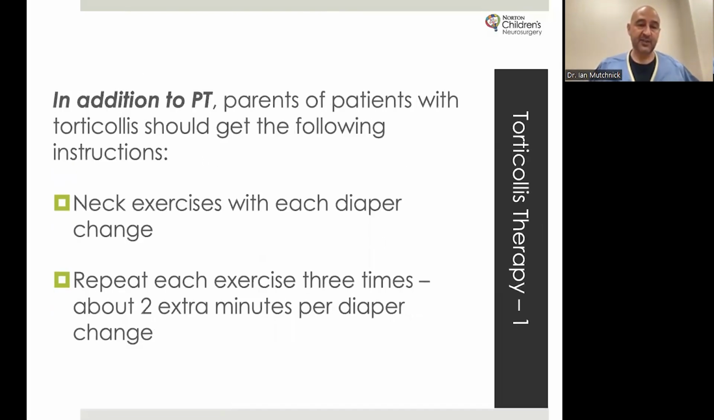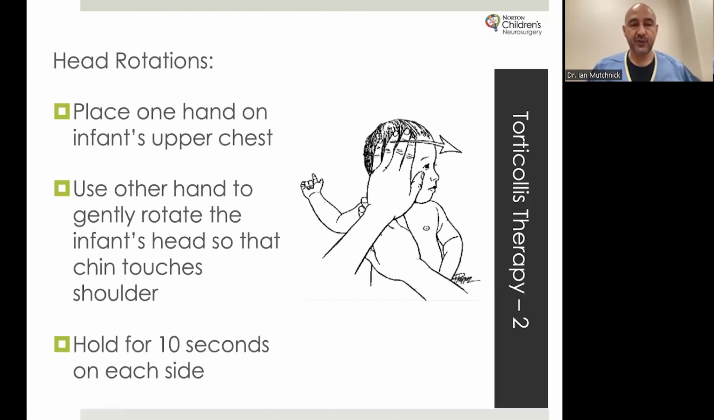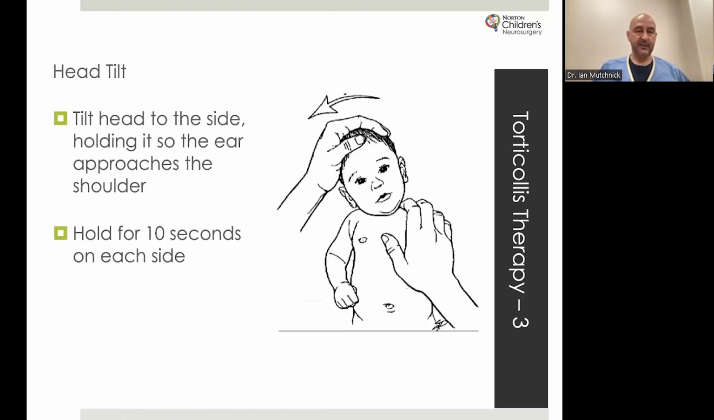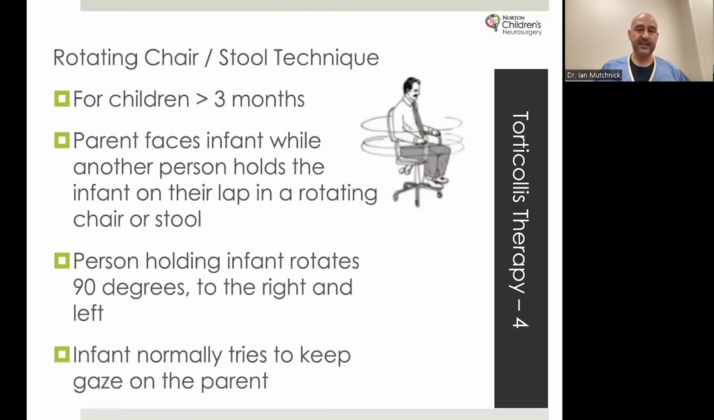If the patient has torticollis, they should absolutely get PT, and there should be some neck exercises with each diaper change. Repeat each exercise about 3 times, which adds about 2 minutes extra per diaper change. You can do head rotations, literally holding the patient's head to the contralateral side and holding for 10 seconds on each side. You can do the head tilt, same thing. Instead of rotating the head, though, you're wobbling the ear towards the shoulder on the side that needs to be stretched and holding for 10 seconds.